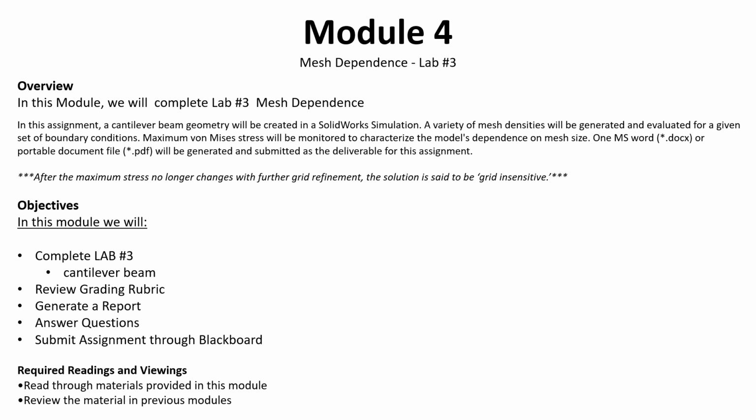Now I want to go over the objectives for this module number 4. You're going to be completing your third lab, which is this cantilever beam lab. Before you start the lab, I would highly encourage you to take a look at the grading rubric. Understand exactly what you'll be graded on and how it breaks down. Then you're going to be generating a report for this lab number 3, same as you've done for your first 2 labs, answering any questions, some of which go back to the topic of grid insensitivity. You'll also be submitting this the same way you submitted your first 2 assignments through Blackboard, and again, I recommend saving this as a PDF document to upload.